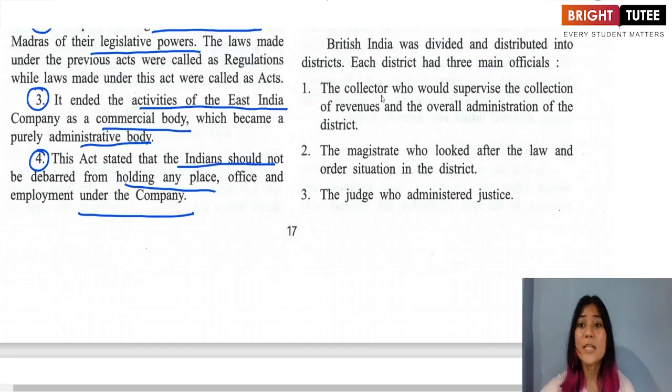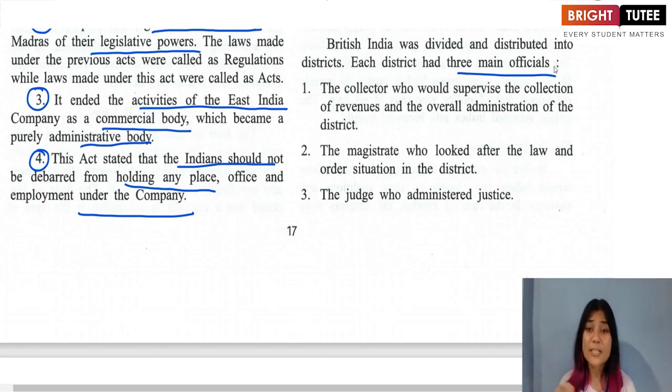Another thing that we have to understand is that British India was divided into districts. Now, each district had three main officials who looked at the proper functioning of that district. Imagine how each state in India today has many districts, right? Each district during the time of the East India Company was run by three main officers. Who were these officers? The first one was the collector, the second the magistrate, and the third the judge.